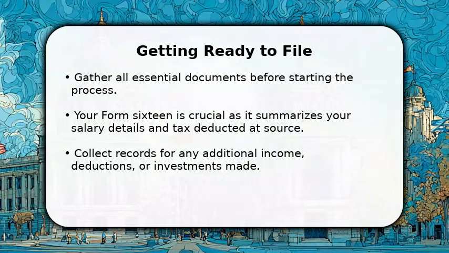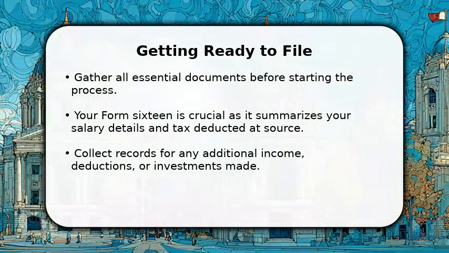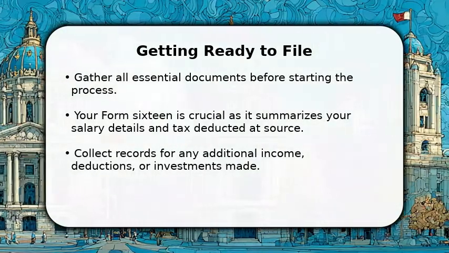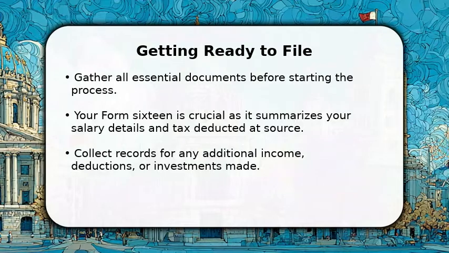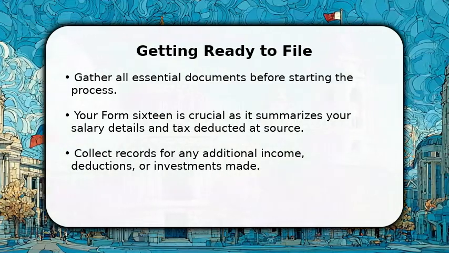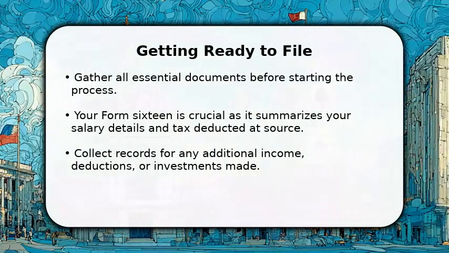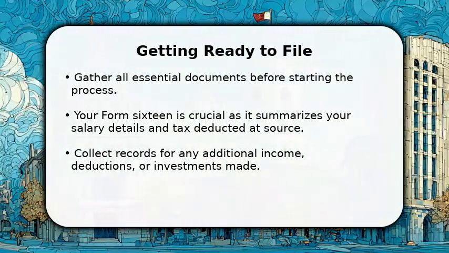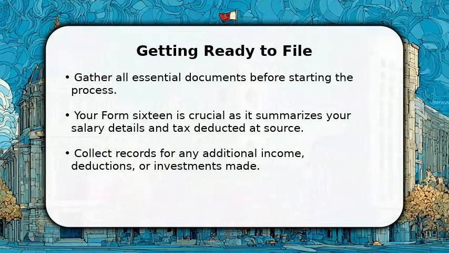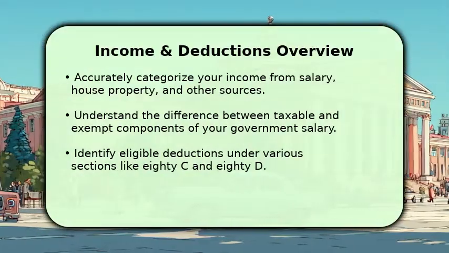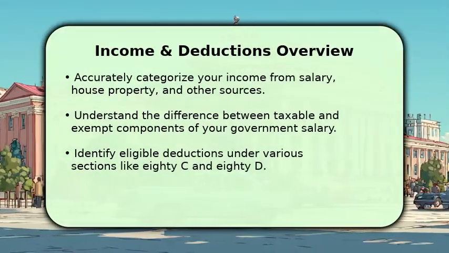Additionally, compile records of any other income sources, like interest from savings, or documentation for deductions you plan to claim, such as medical expenses or home loan interest. Having these prepared saves significant time and ensures accuracy when you start filing. Understanding your income and potential deductions is key for a correct return.